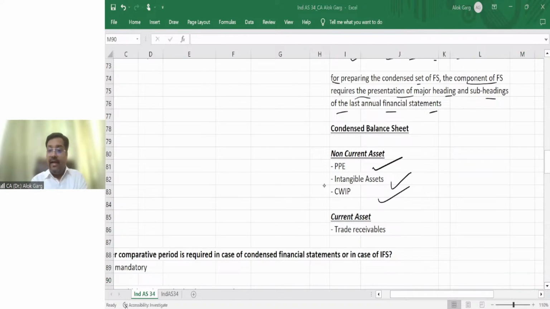Have you been able to understand the meaning of condensed balance sheet, condensed P&L? Likewise, in a condensed P&L, the entire P&L will be there, but the related notes to accounts for every line item will not be there, right? For example, for employee benefit expenses, in notes to account, the breakup is salary and wages, and apart from salary and wages, the breakup is, let's say, provident and other funds and staff welfare expenses. But this kind of breakup is not required in a condensed P&L, in a condensed financial statement.